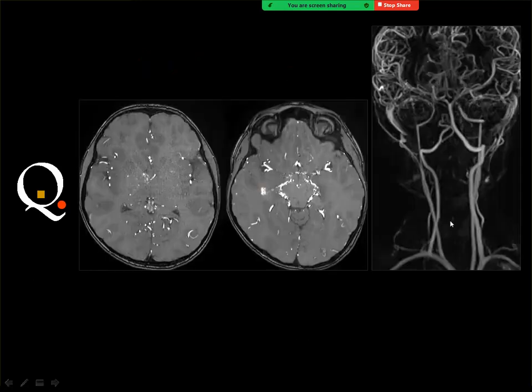This patient had an MR angiography and the axial flow sensitive technique, the gradient image.